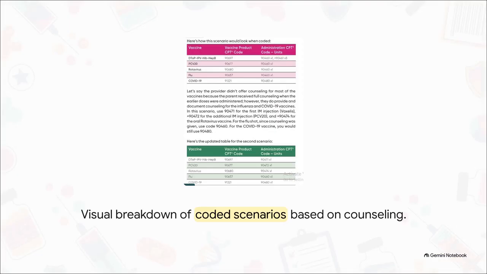And looking at both scenarios side by side, it brilliantly illustrates the massive difference your provider's documentation actually makes. On the top, with counseling, you're capturing the complexity of the combination vaccines through multiple units of 90461. On the bottom, without counseling, you're simply coding for the physical administration routes. This is exactly why medical coders have to read chart notes so carefully. You just can't guess. The presence or absence of that one piece of counseling documentation literally dictates your entire code path.